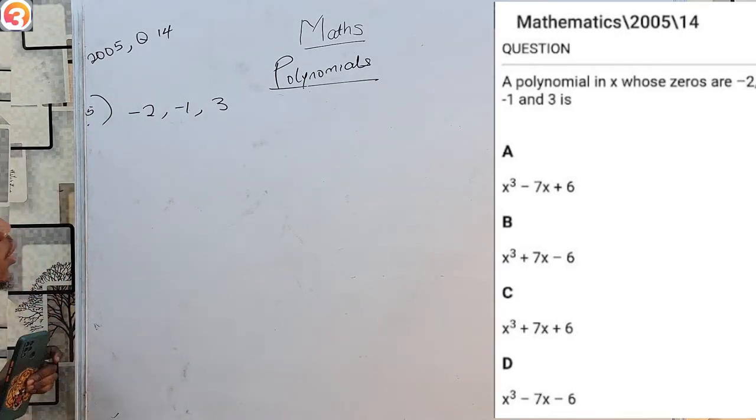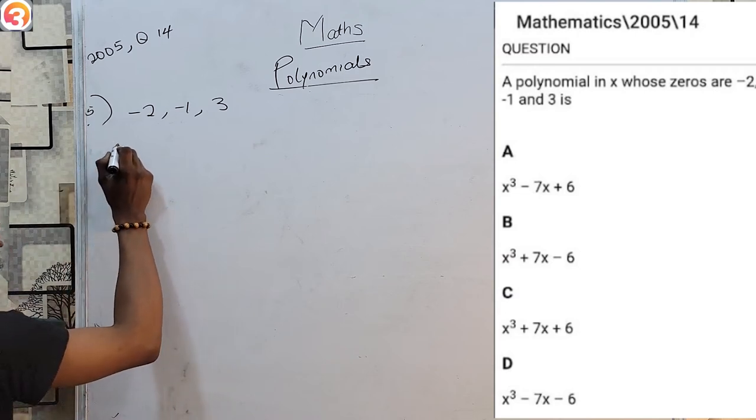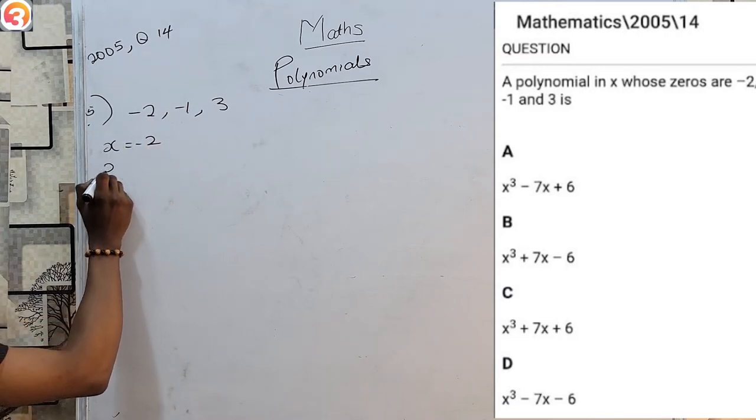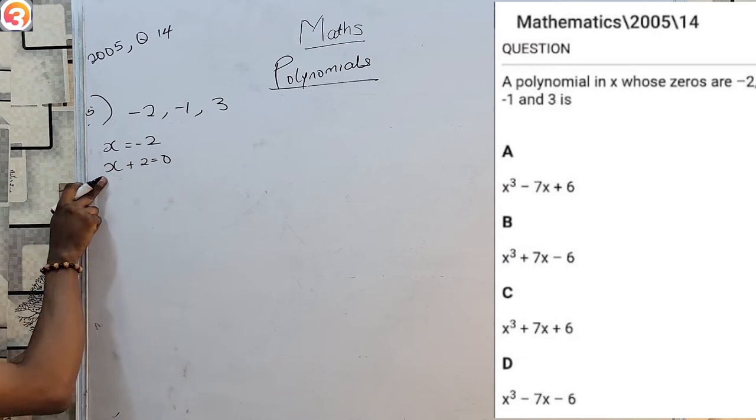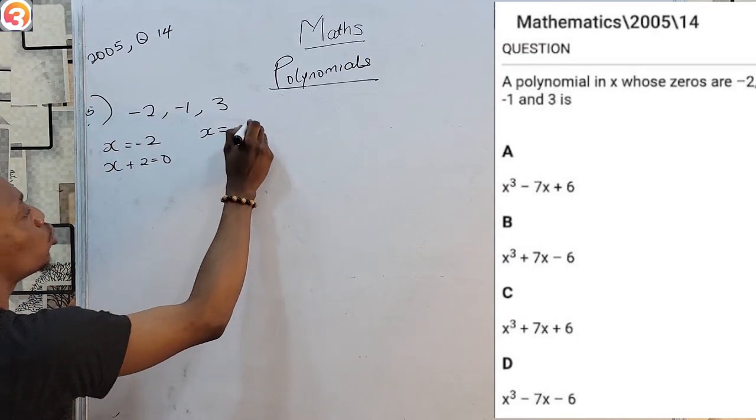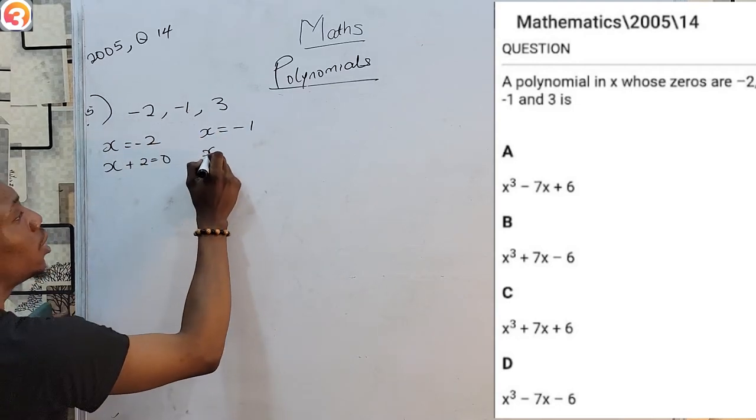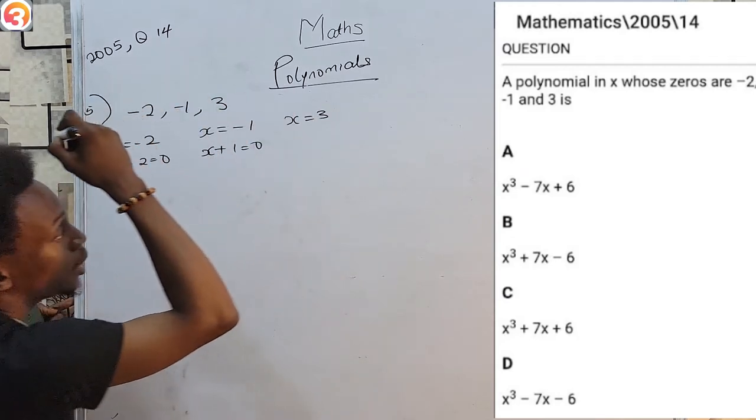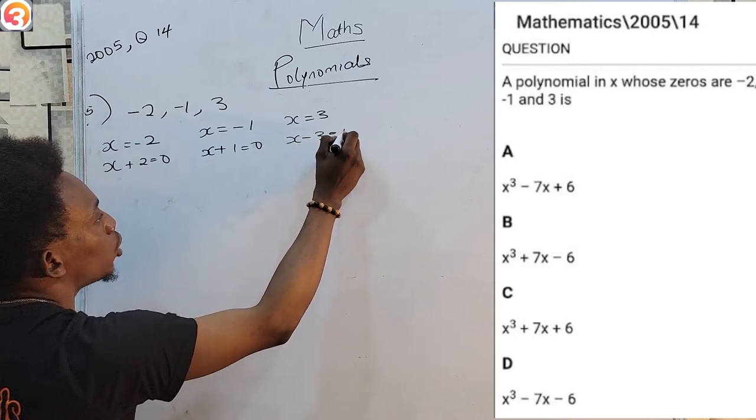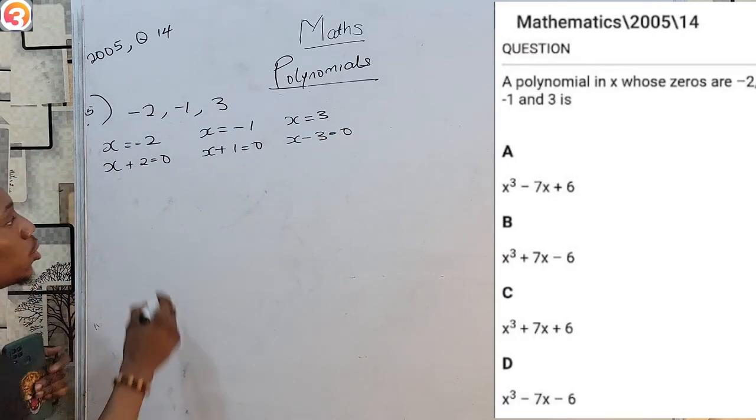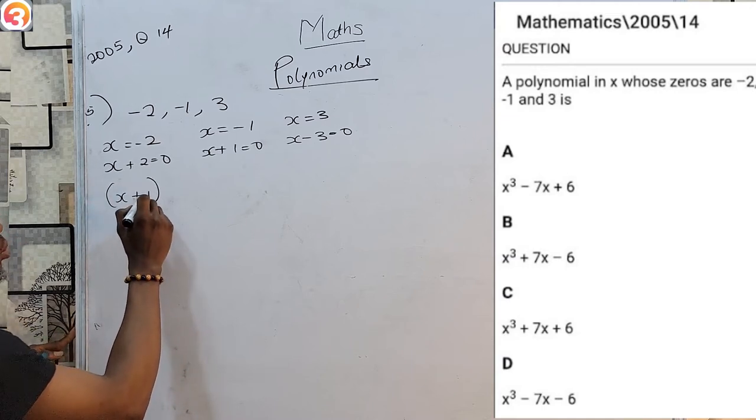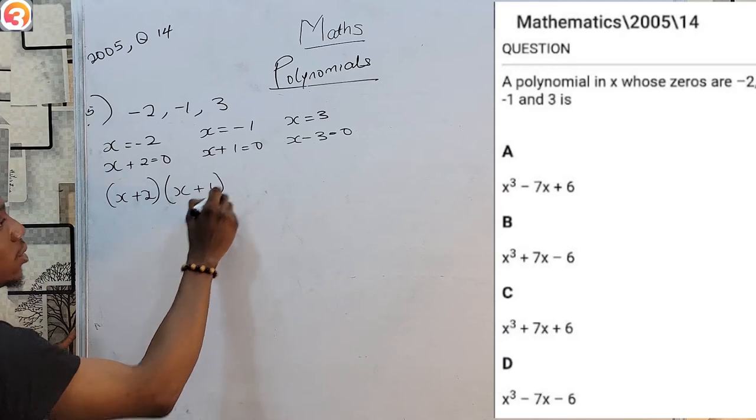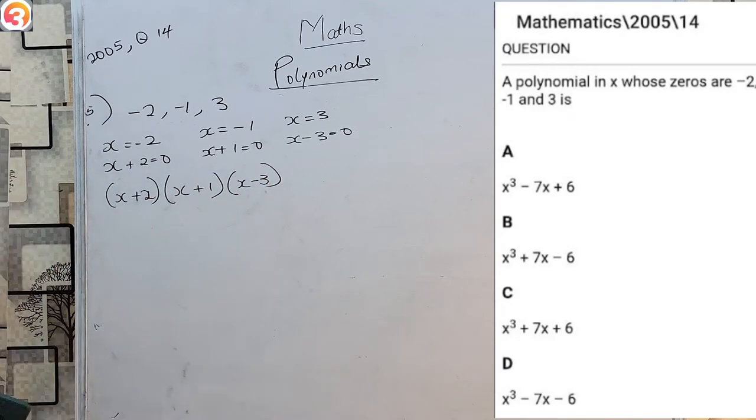Now, the method of this is always simple. If you know your roots, you can get the original question simply by saying, if x equals minus 2 for the first one, bring minus 2 to the left, x plus 2 must be equal to 0. That's my first factor. If x equals minus 1, bring minus 1 to the left, x plus 1 must be equal to 0. Second factor. If x equals 3, then x minus 3 must be equal to 0. Third factor, which means I can get the equation by saying x plus 2 times x plus 1 times x minus 3. Very straightforward. That's how you get your equation when given the roots.